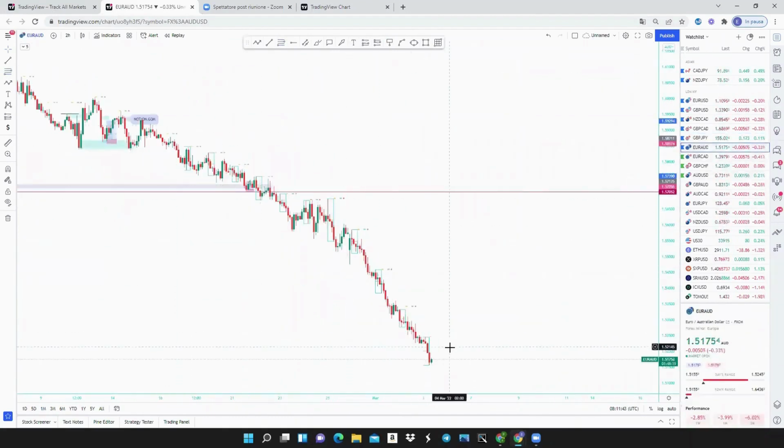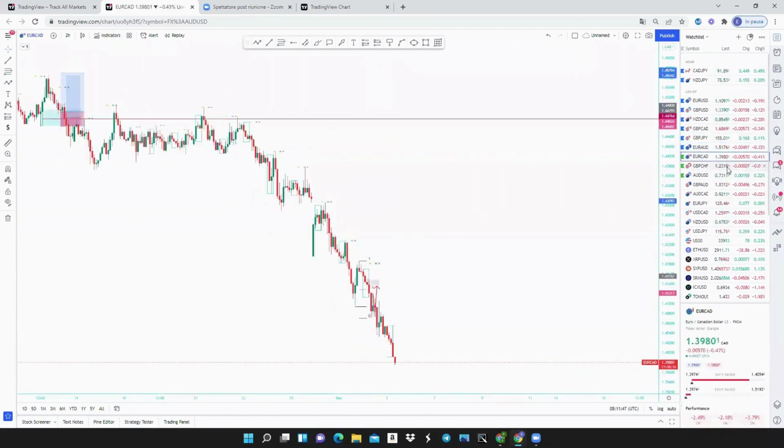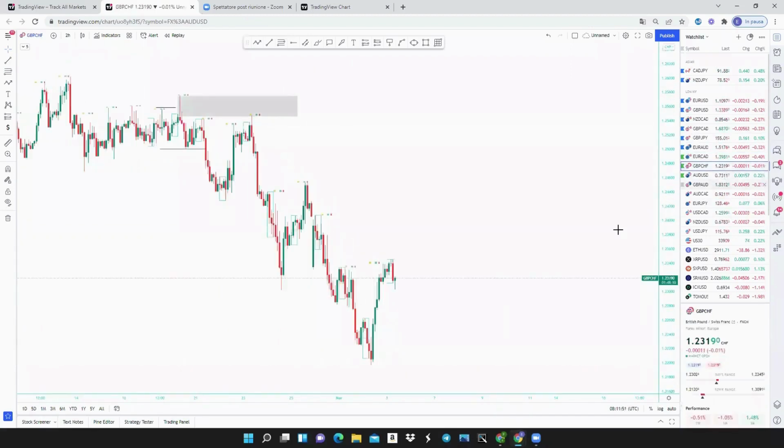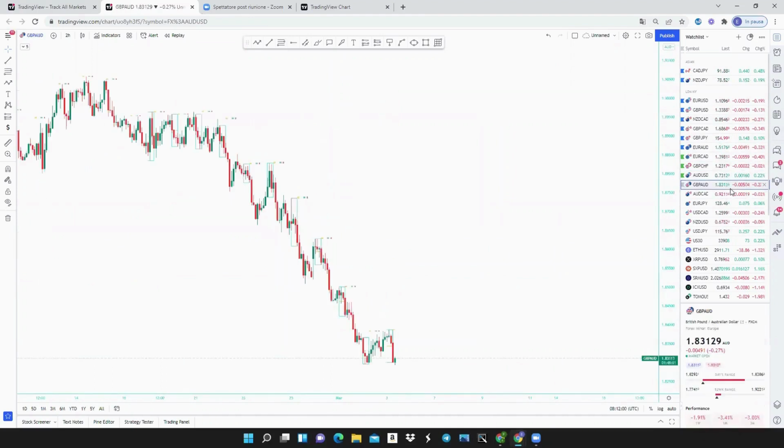EUR/USD, this is one pair that you really don't want to trade in these conditions. EUR/CAD pretty similar. GBP/CHF, someone sent it. It's good supply above liquidity. Let's see some other pairs that usually are not on my watch list.